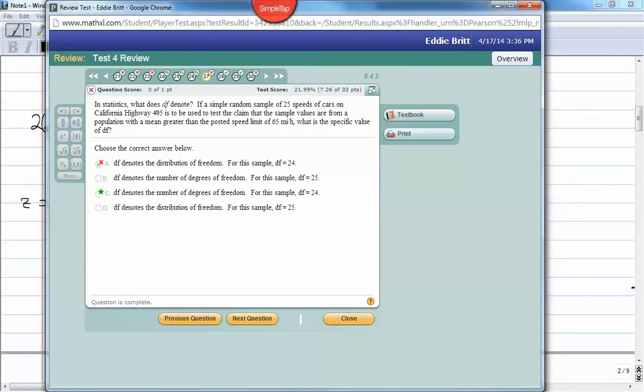All right, in statistics, what does DF denote? Well, we all know that. That's degrees of freedom. If a simple random sample of 25 speeds of cars on California Highway 405 is to be used to test a claim that the sample values are from a population with a mean greater than the posted speed limit of 65 miles per hour, what is the specific value of DF? You take the N, we have 25 speeds of cars, and you subtract 1. So 24. DF denotes the degrees of freedom. For this sample, DF equals 24.